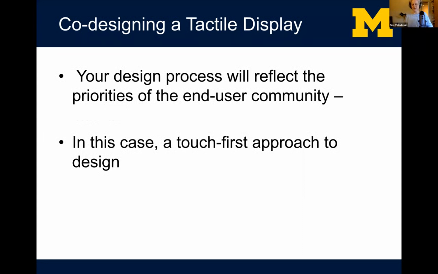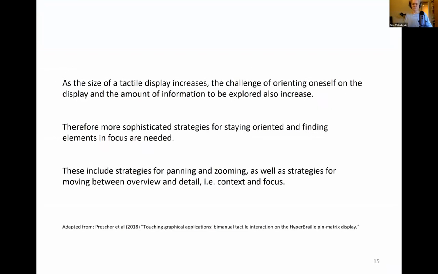And this is also important in co-design. Your design process reflects the priorities of the end user community at every stage. And this is what I mean here, which is this idea of a touch-first approach to design. And this is kind of the point where I transition from what we know to what we don't know yet, because the next set of slides have to do with thinking about the issues that come into focus when you start moving from a single line of braille to a full page of braille.